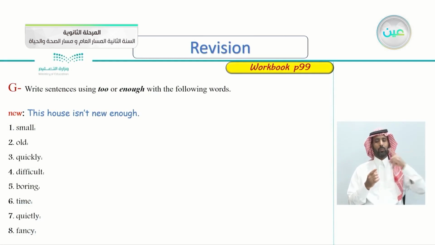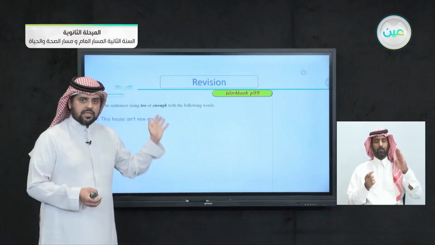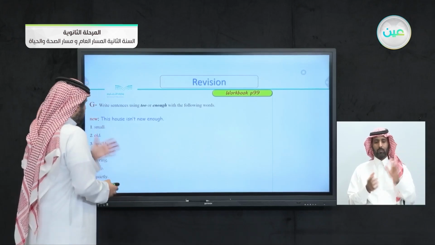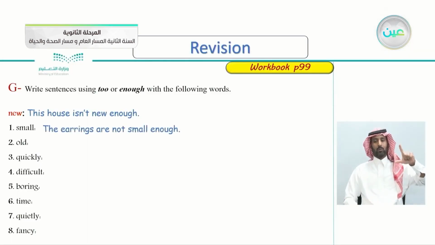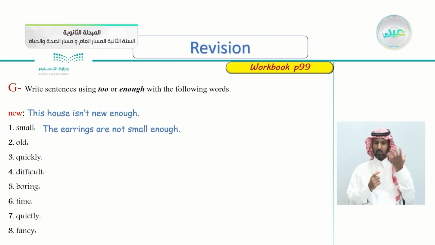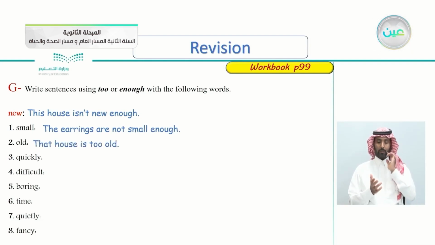New, this house isn't new enough. So come up with any sentence using too or enough, using these words that you have here. For example, small, I have written the earrings are not small enough, so she wants maybe big earrings. Old, use too or enough here. You can write any sentence. For example, I have written that house is too old.